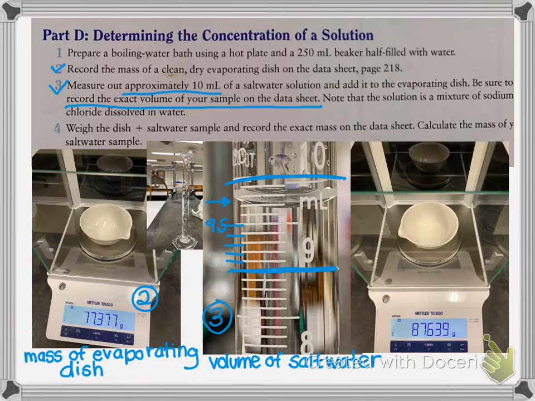All right, so then it says step 4, weigh the dish and the salt water. So after you record the volume, you do go back, pour the liquid into the evaporating dish and measure its mass. So this is step 4. This new mass is the mass of the salt water plus the dish. So that includes the solution and the dish.